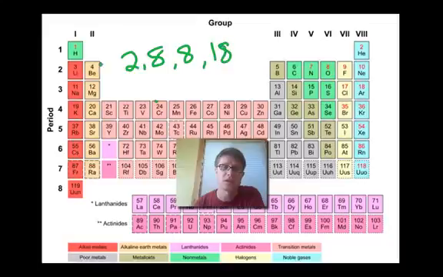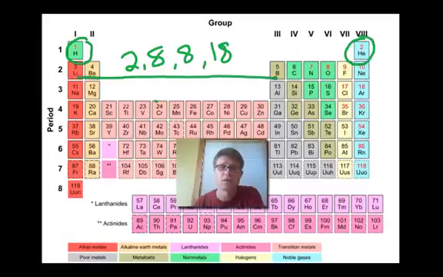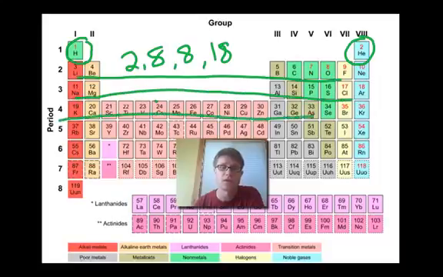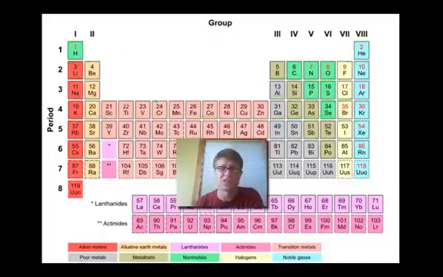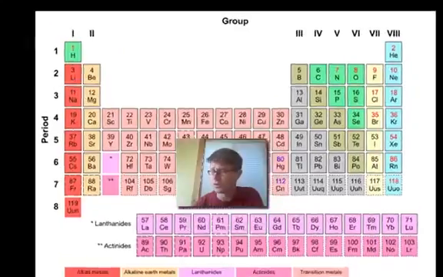If you look across the top, we've got 2 elements in the first level. We've got 8 in the next level. We've got 8 in the next level. And then we've got 18 as we come all the way across like that. Now, why is it that we have those numbers? Well, again, it's quantum theory, which is pretty confusing. So we don't have to really understand why yet. We just have to know that it exists.